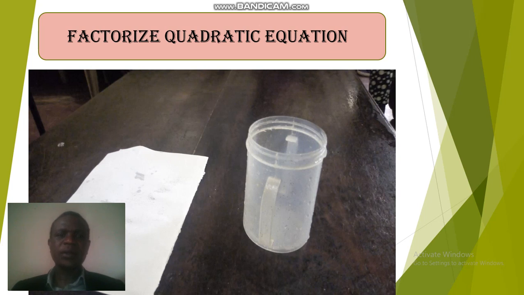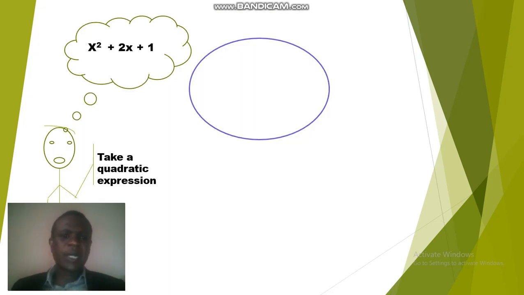Seto Enoch. Today we are going to learn how to factorize a quadratic expression. Take a quadratic expression x squared plus 2x plus 1. In order for us to factorize, we must identify two things.